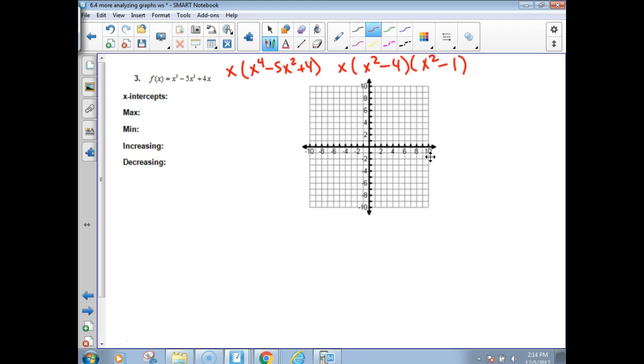Your calculator what? Oh, yeah, go plug it in. Sure.